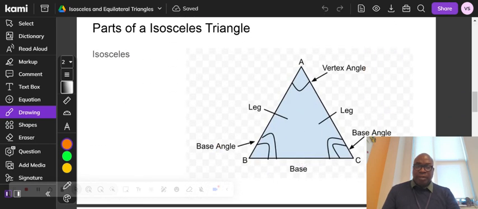If you look at this triangle here, this triangle is isosceles because it has these two legs that are congruent. So once we do have two congruent sides of a triangle, that's an isosceles triangle. If you notice, we have these two base angles here. They're also congruent. And we will find out that these two angles are determined by these two congruent legs.